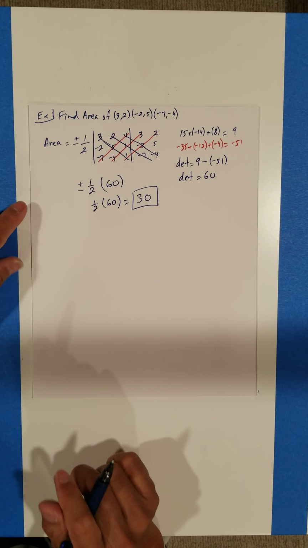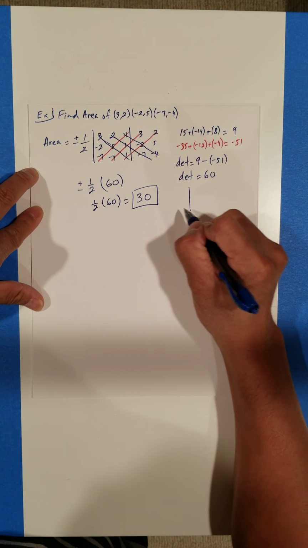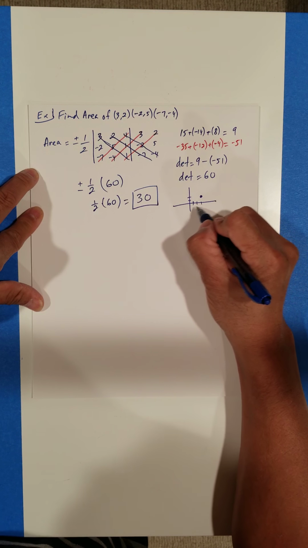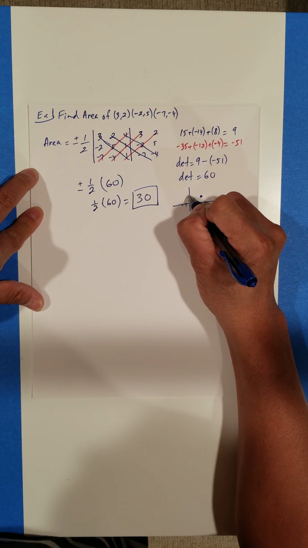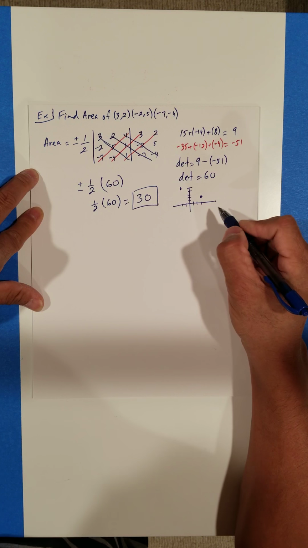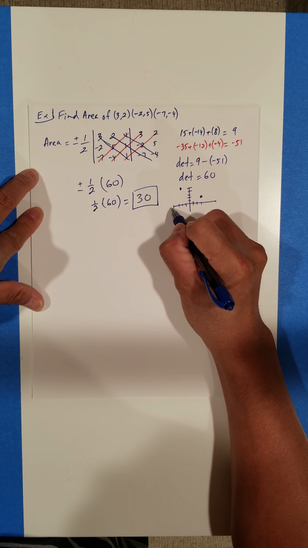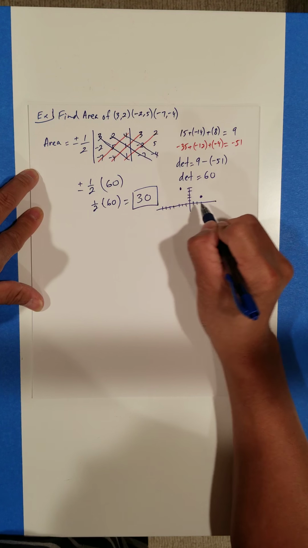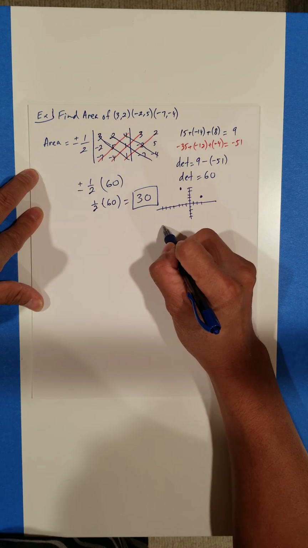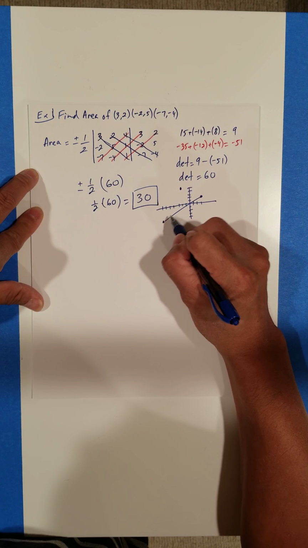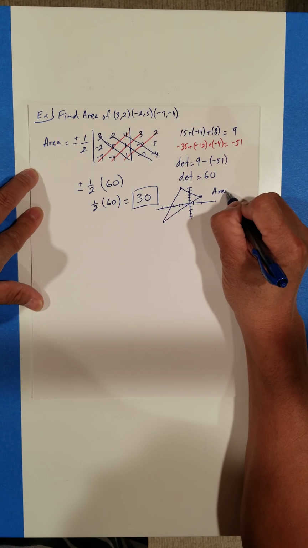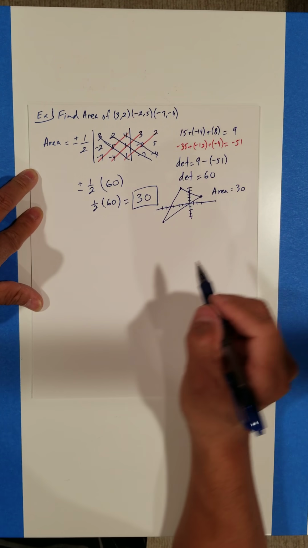The area of this triangle made from (3, 2), (-2, 5), which is right here, and (-7, -4), which is right here. So these 3 points, when I make a triangle out of them, will have an area of 30. That's it. Very simple.